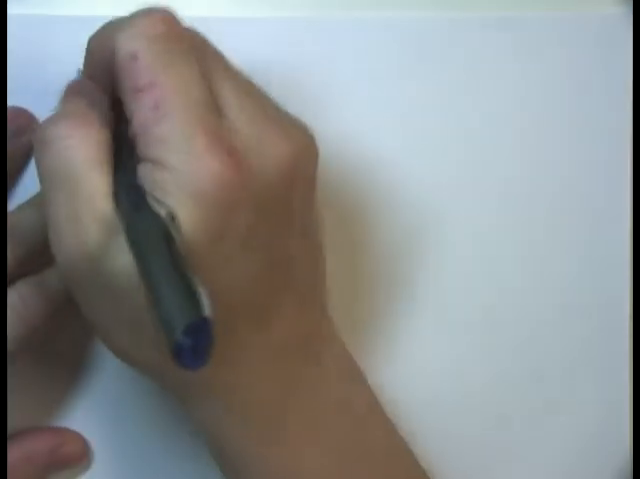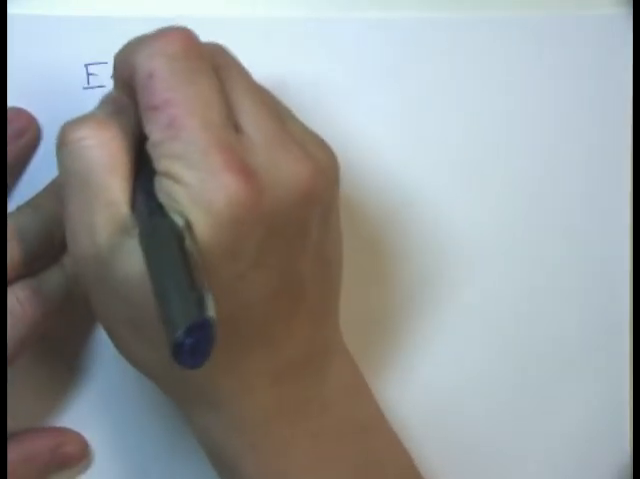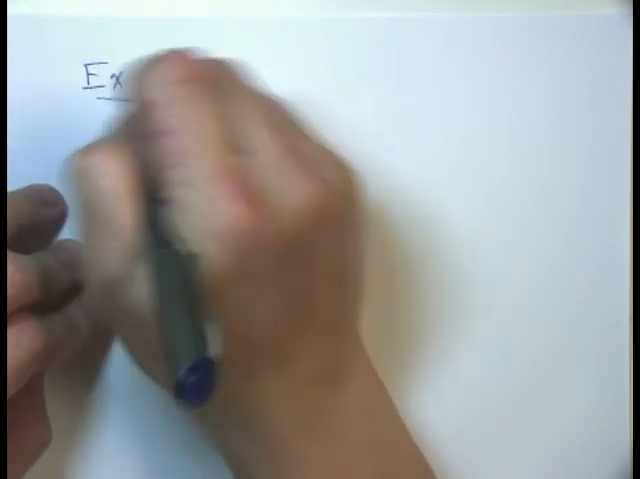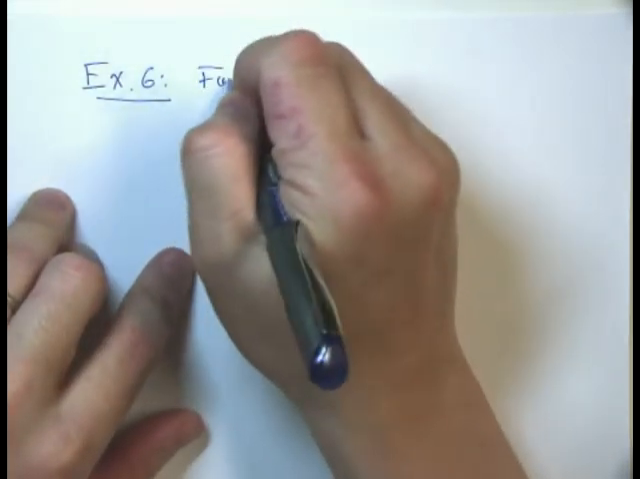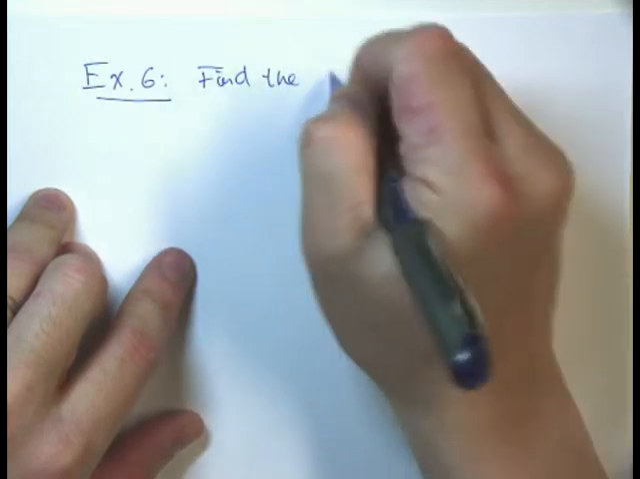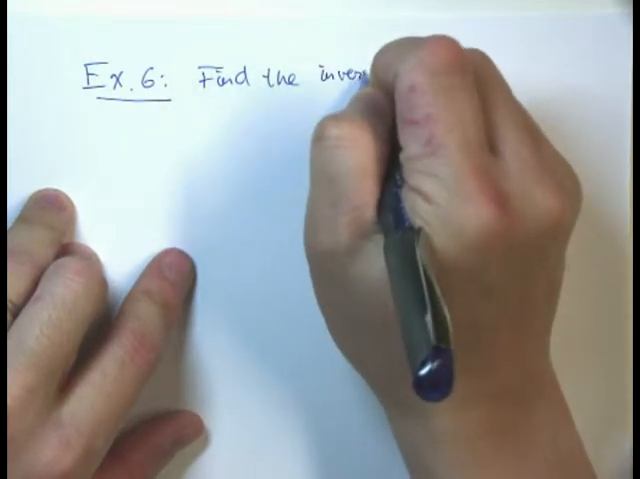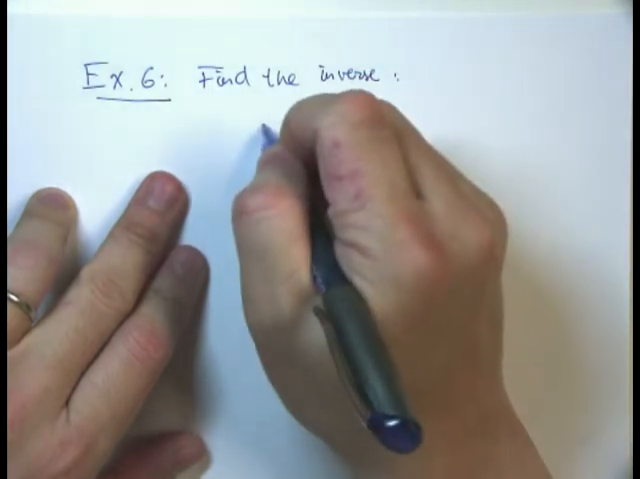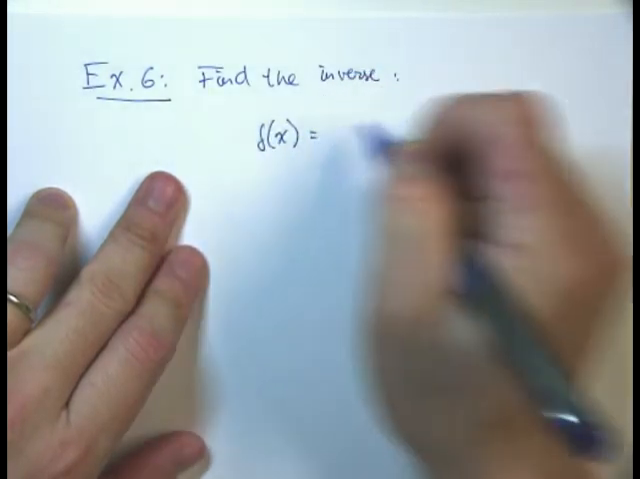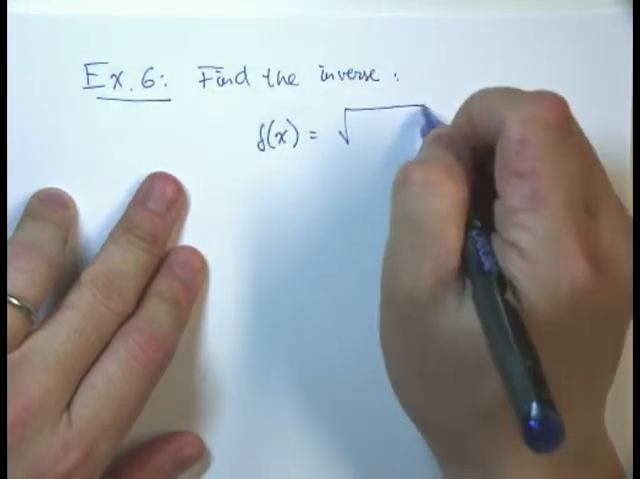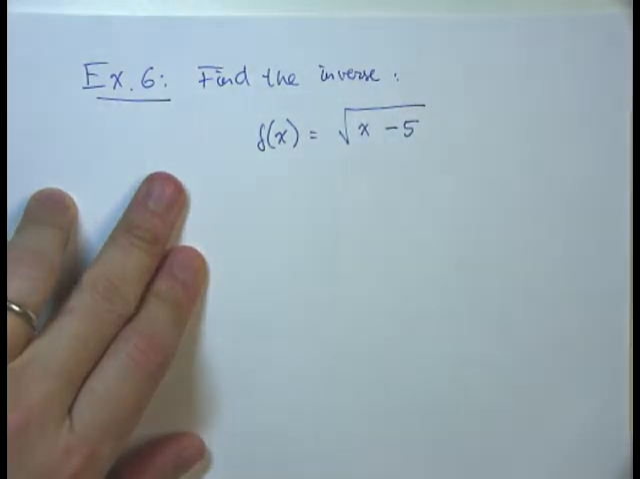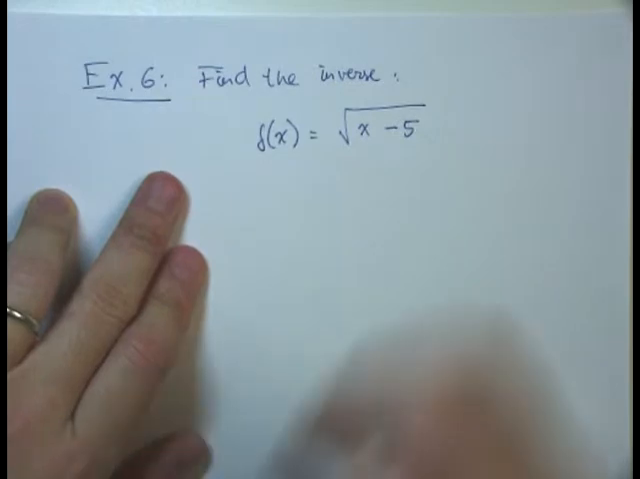How about another example here? So example number 6. We want to find the inverse again. So my function at this point is f of x equals the square root of x minus 5. Okay, so here's the function I have.